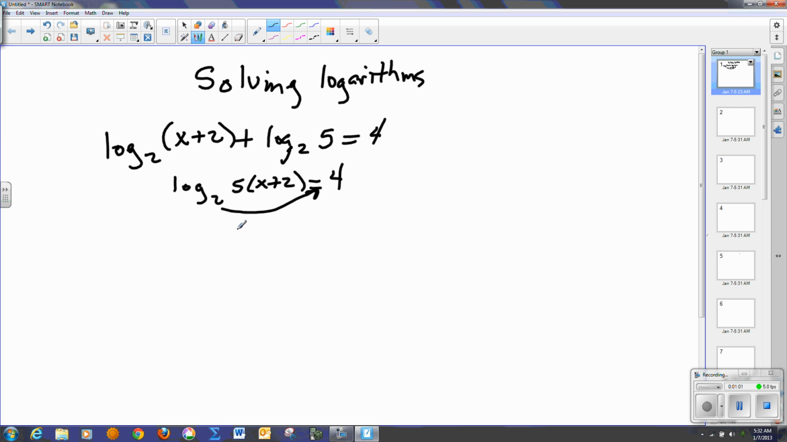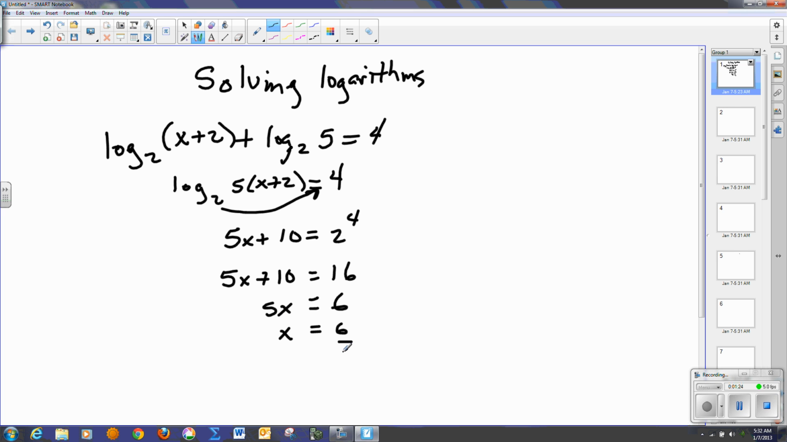So I have 5x plus 10 equals 2 to the 4th. 2 to the 4th is 16. That's equal to 5x plus 10. So 6 is equal to 5x, and x equals 6/5.